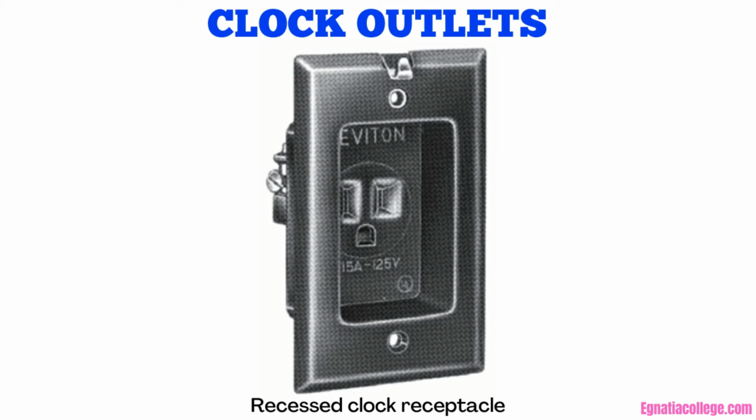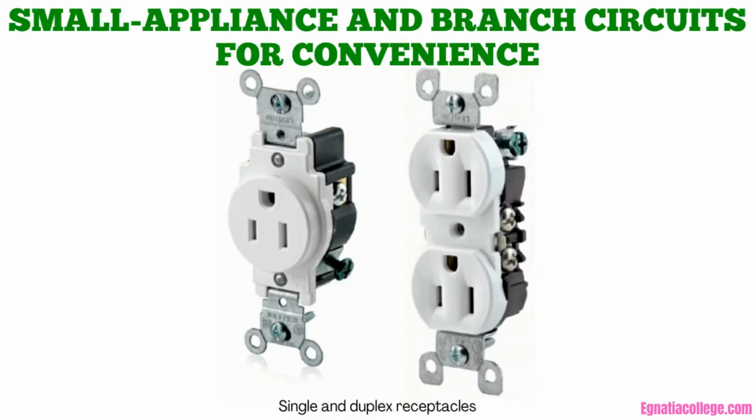Accurate measurements must be taken to center the clock between the ceiling and the bottom edge of the soffit. If the clock is available when the electrician is roughing in the wiring, its dimensions can be checked to help in locating the outlet. If an electrical clock outlet has not been provided, battery-operated clocks are available. Small appliance and branch circuits for convenience. Receptacles in kitchen. This figure shows single and duplex receptacles.